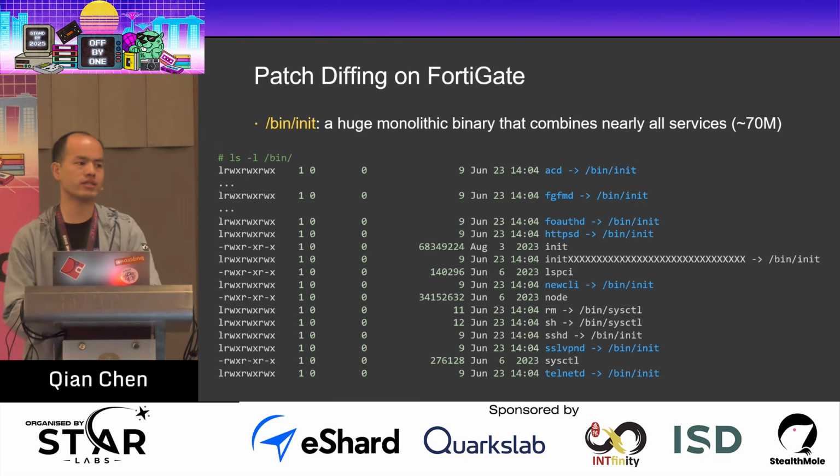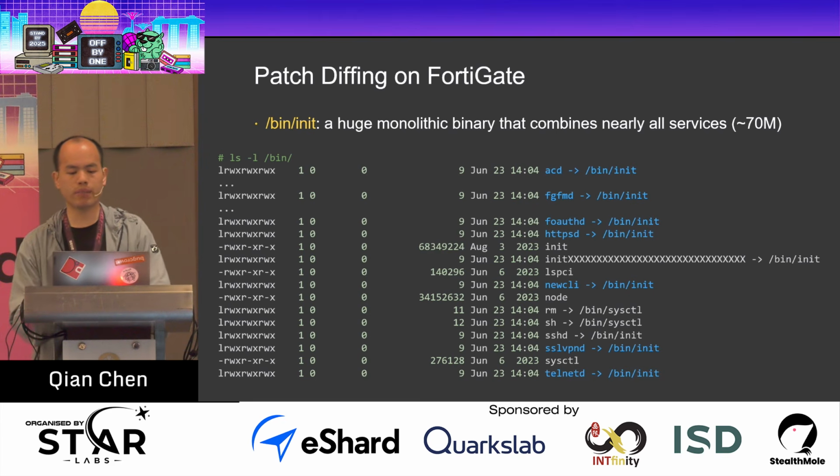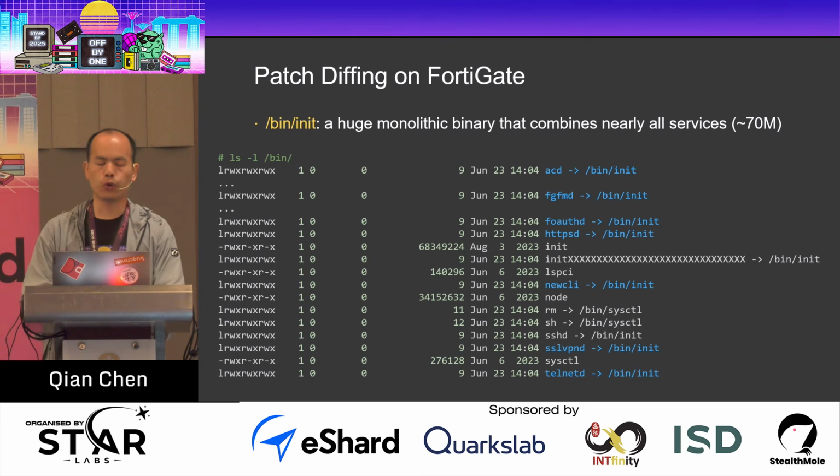However, this process presents a significant challenge. On FortiGate, nearly all programs and configurations are compiled into a single monolithic binary, /bin/init, which is approximately 70 megabytes in size. As can be seen, all main service binaries are simply symbolic links pointing to this binary. This architecture makes patch Diffing particularly challenging, as locating specific components within this massive binary to identify security-relevant changes becomes difficult.